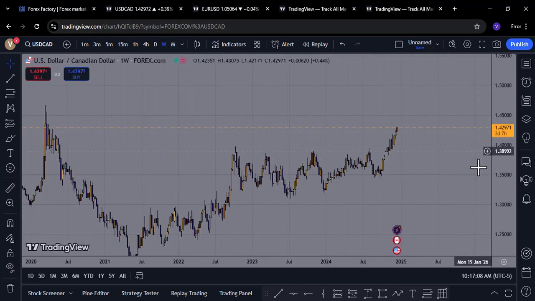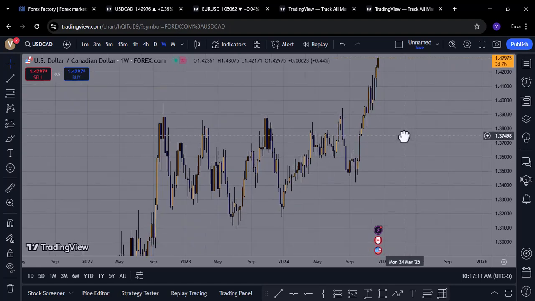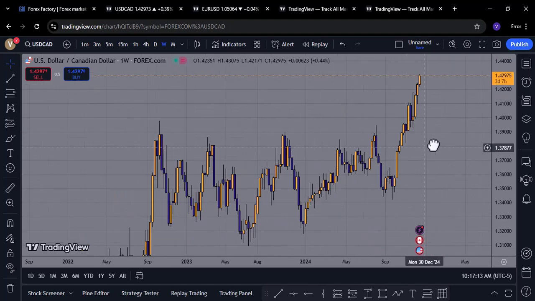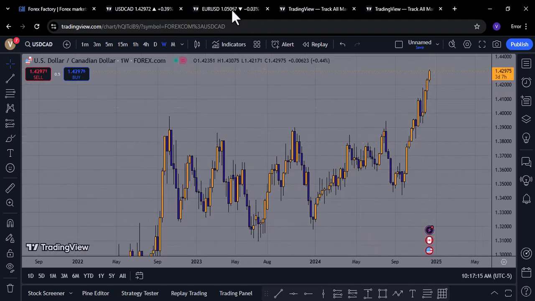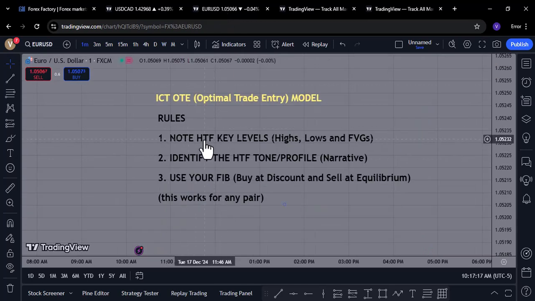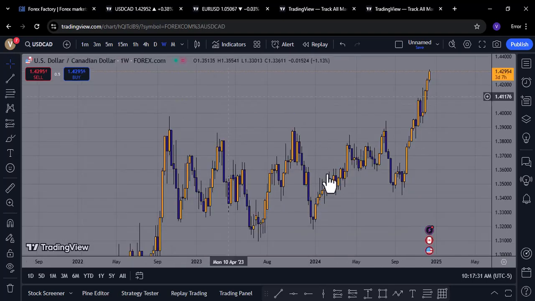Okay, so right now we are on the weekly chart and I want you to just focus on this weekly chart. Before that, let's check the rule. It says note higher time frame key levels such as highs, lows, and FVGs. FVGs are fair value gaps. Now, what are higher time frame key levels, which you've seen as highs, lows, and all that? So let's go ahead and take note of that.